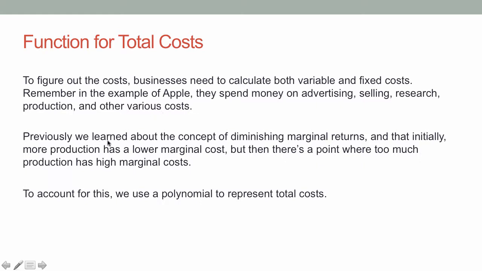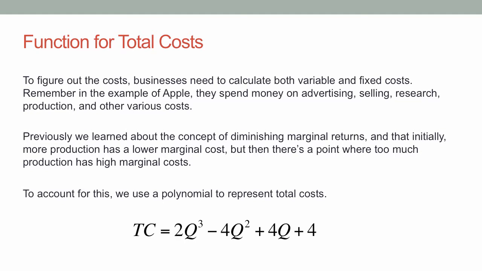So we have to remember this idea about the concept of diminishing marginal returns, and that initially we can produce more at a lower marginal cost, but as we keep increasing the amount of variables, there's a point where trying to produce more ends up being really more expensive. Remember that example of having 20 workers trying to work with only one pizza oven? There's a point where making pizzas gets efficient, and then there's a point where too many workers actually makes it cost more. So we're going to represent our total cost function with a polynomial.